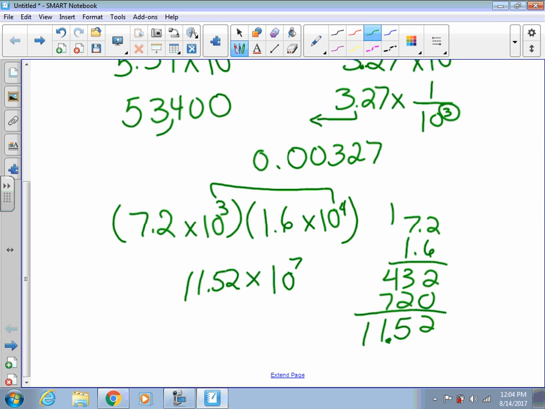Well, that's not scientific notation because the rule is you can only have one number to the left of the decimal. So we've got to move this way, and when we do that, your exponent on your power of 10 is going to get bigger. So when you move it to the left, the exponent gets bigger. So we're going to get 1.152 times 10 to the 8th. Now we'll try another one.